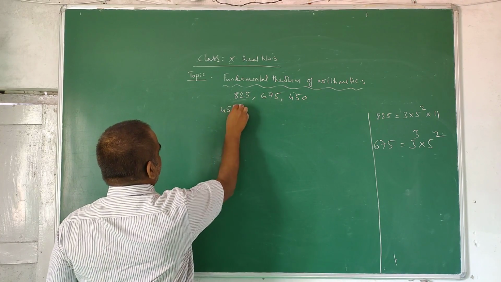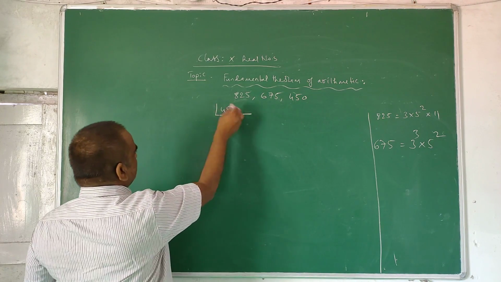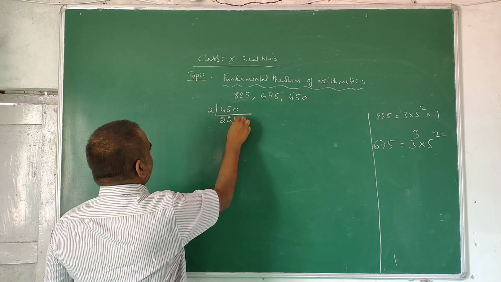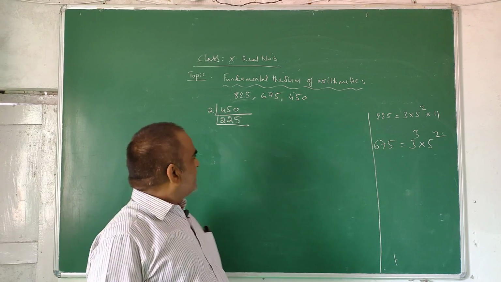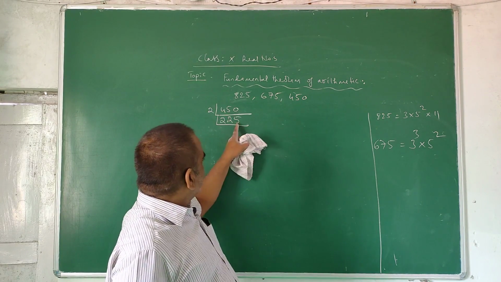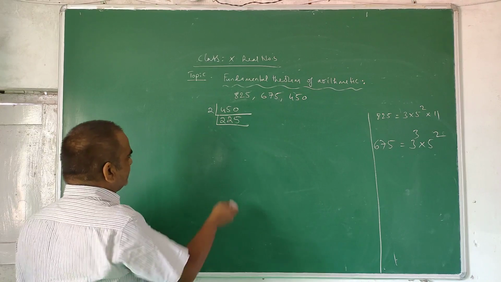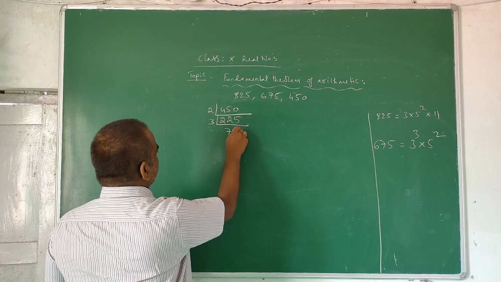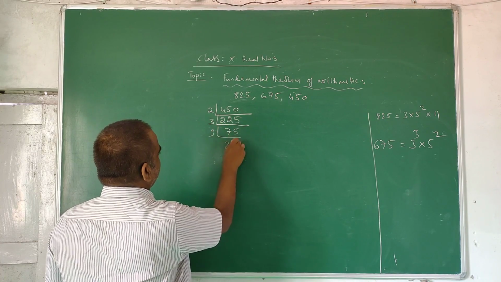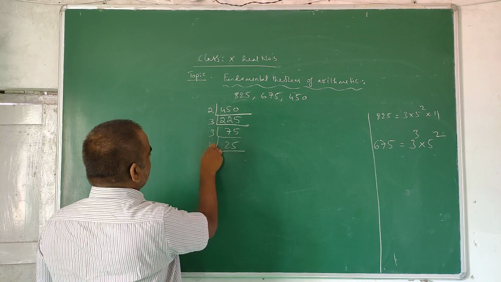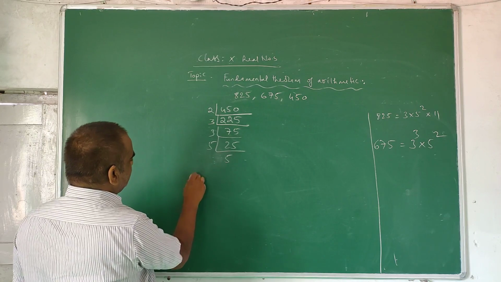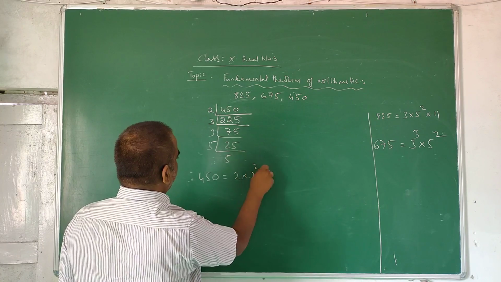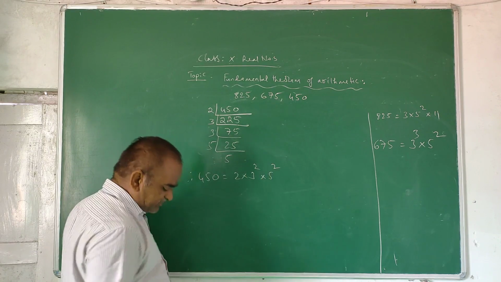450, prime factorize 450. So now it goes with 2, 2 2s are 4, 2 2s are 4, 2 5s are 10. Right? Now 5 plus 2 is 7, plus 2 is 9, so it goes with 3. So 3 7s are 21, 3 5s are 15, 3 25s are 75, and now 5 5s are 25. So therefore 450 is equal to 2 into 3 squared into 5 squared.